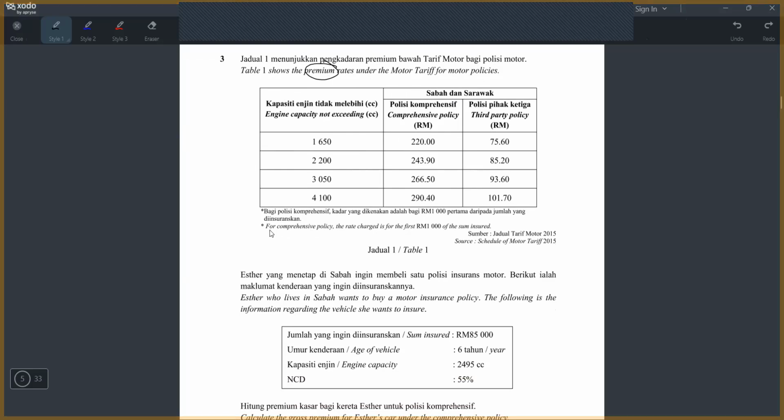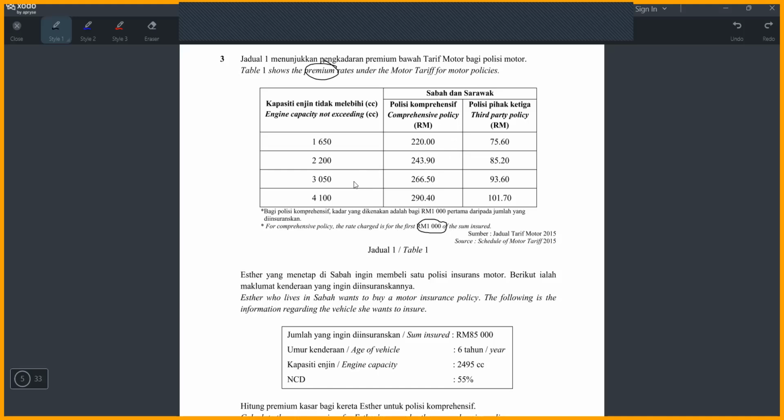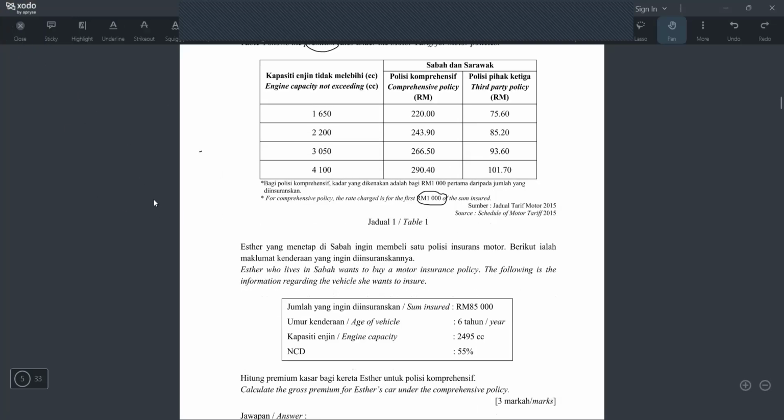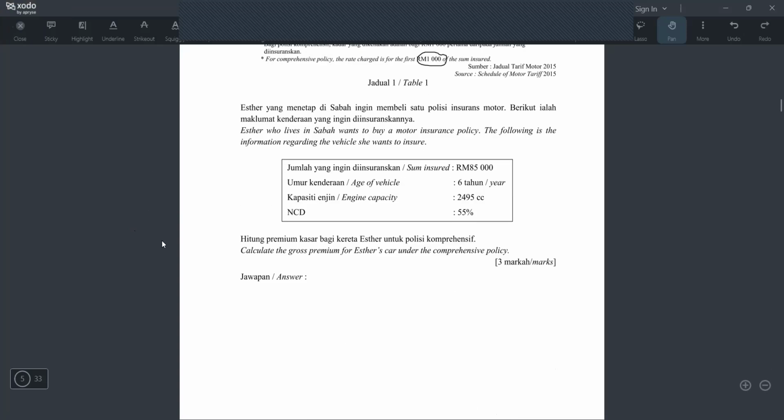And then this one they could say for comprehensive policy, the rate charge is for the first 1,000 of the sum insured. This one we already know it. Even if they never mention it, you must know. The comprehensive value here is only for the first 1,000. That's why you have to plus 26 darab dengan sum insured minus 1,000 bahagi 1,000, ataupun 20.3 darab sum insured minus 1,000 bahagi 1,000, depending on the location. So yang ni memang kena tahu. Don't worry, I will explain to you the full steps later. Alright. Okay, let's see now.